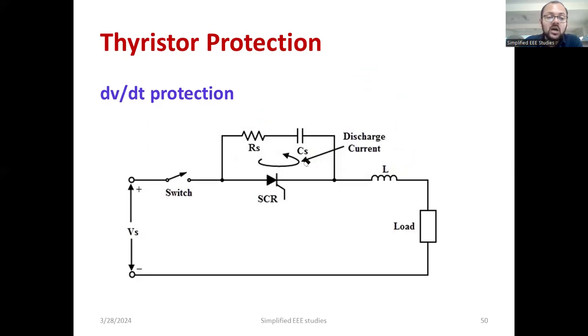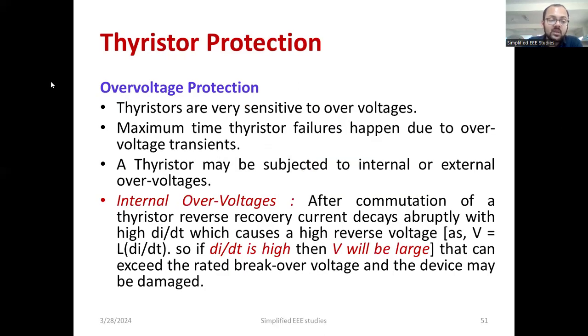This is the way to do the snubber circuit and ensure the dV/dt protection. When it comes to over voltage protection, over voltage is another challenge when dealing with the SCR. There are two types of over voltage protection. One is internal over voltage. How to minimize the internal over voltage?